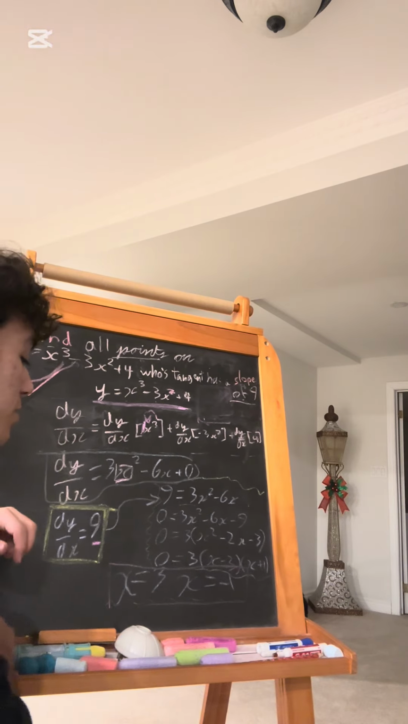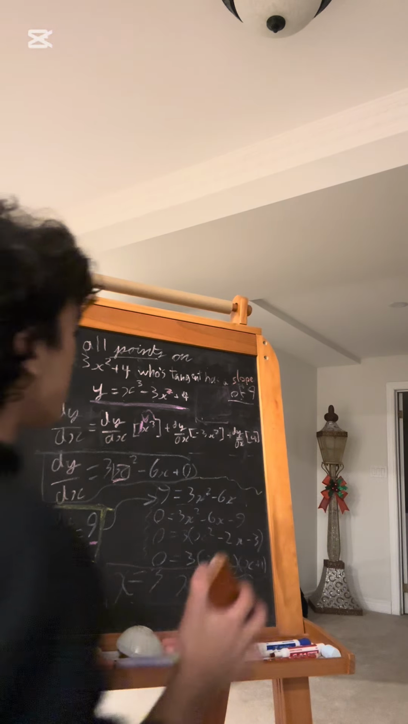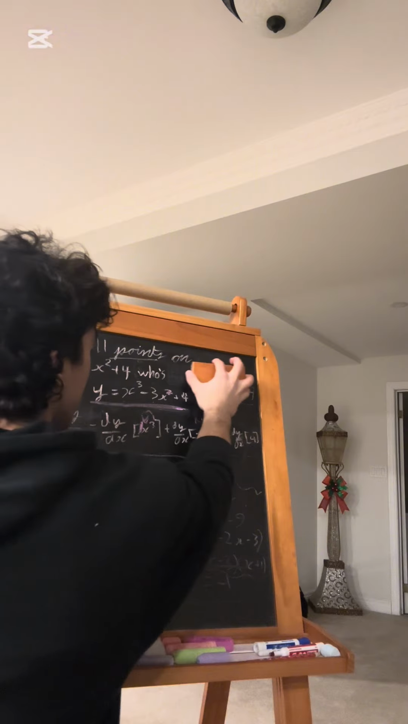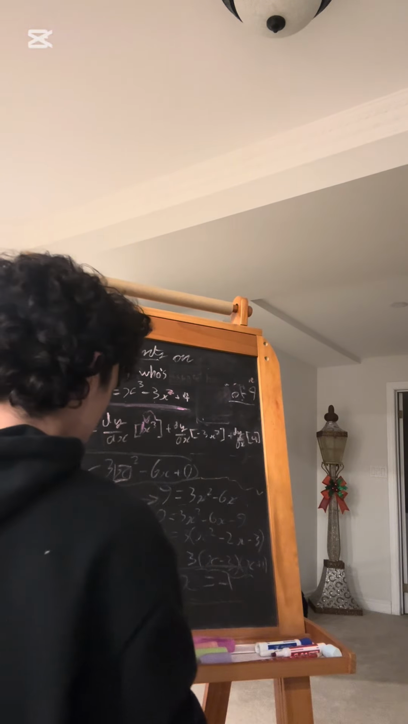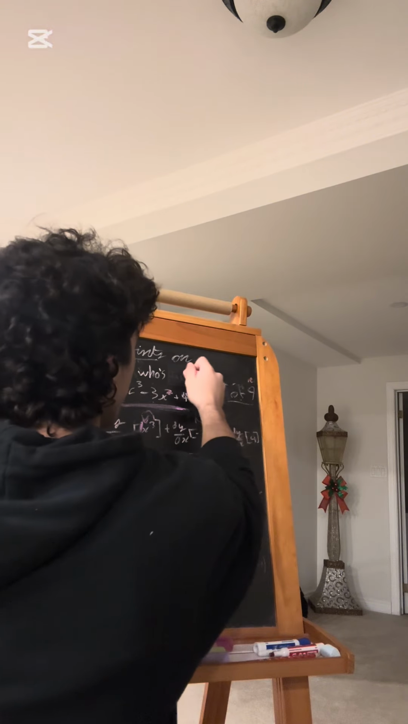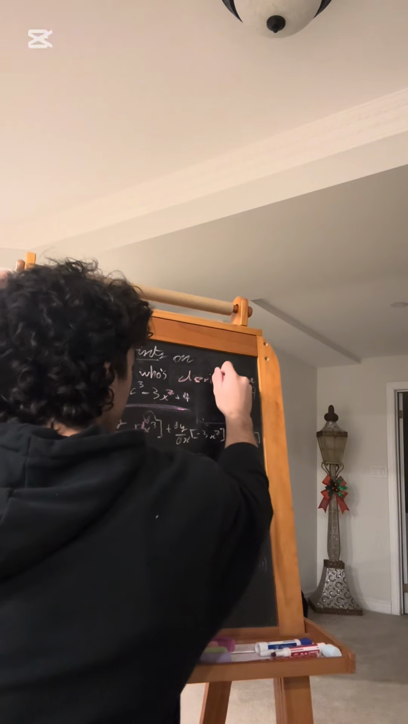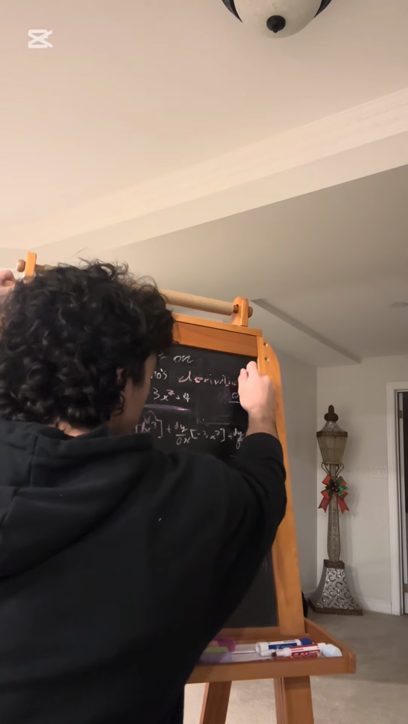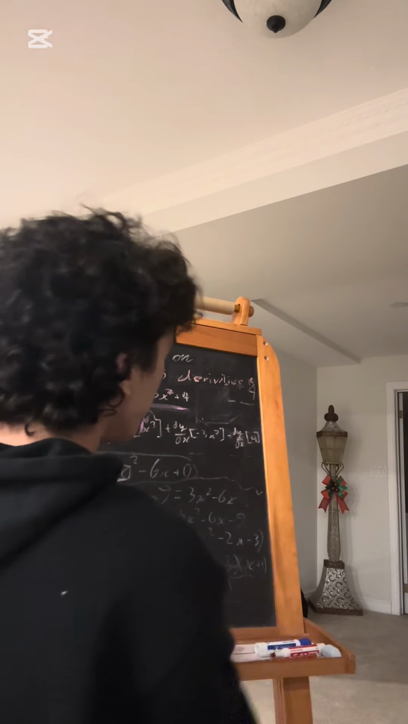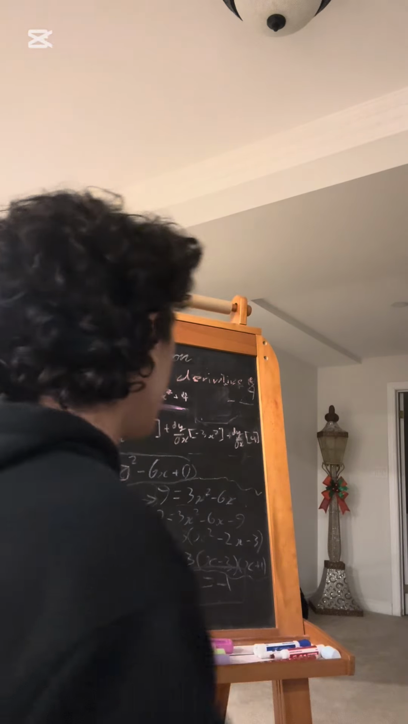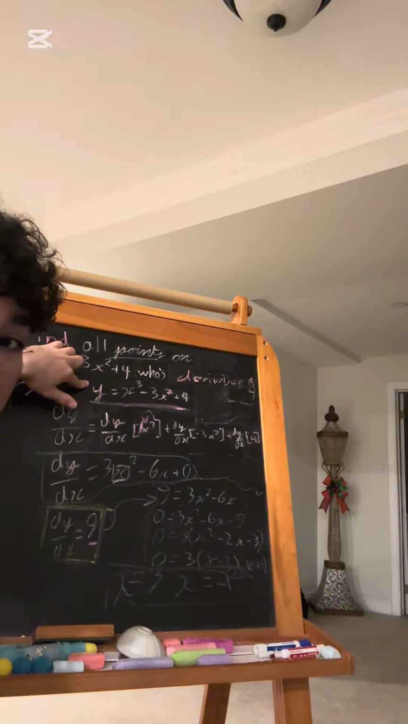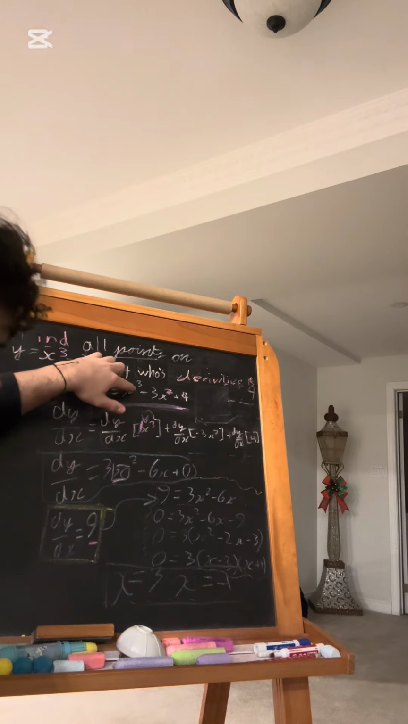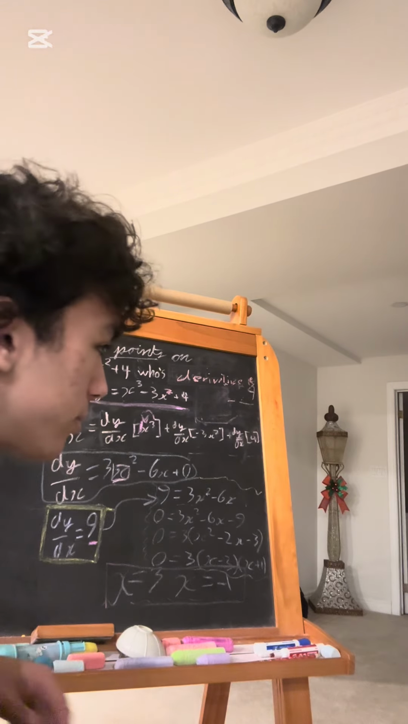So now that we've established that, we can replace this whole thing: tangent has a slope of 9 becomes derivative is 9, because they're basically the same thing. The slope of the tangent of a graph is the same as its derivative. So we have the equation y equals x cubed minus 3x squared plus 4. What do we do next?